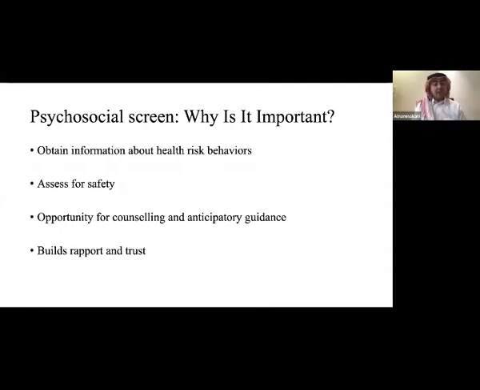Assess for safety. That's the most important thing that we get from this whole presentation. Is this teen safe at home, safe at school, safe with his family? That's the most important point that I need you guys to get from my PowerPoint presentation. So there's going to be a good opportunity for counseling and guiding the teen, and provide different resources to help them in their life. And of course, you're going to build a good trust with the adolescent patient, which is the most difficult thing to do.